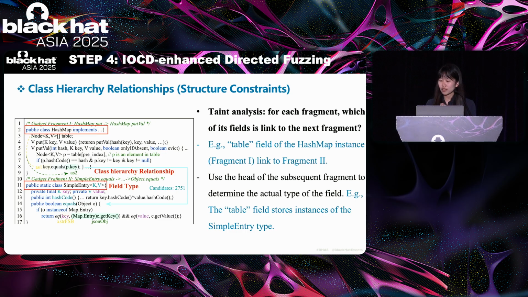the expected next fragments. To identify these constraints, first, JDD will perform a taint analysis to identify which fields in the fragment are linked to the next fragment. For example, the table field of the hash map instance is used to link to fragment 2, and then we determine the type of the elements in the field based on the head method of the next fragment. For example, based on the next gadget, the equals method of the simple entry, we can determine that the table field stores instances of the simple entry type.